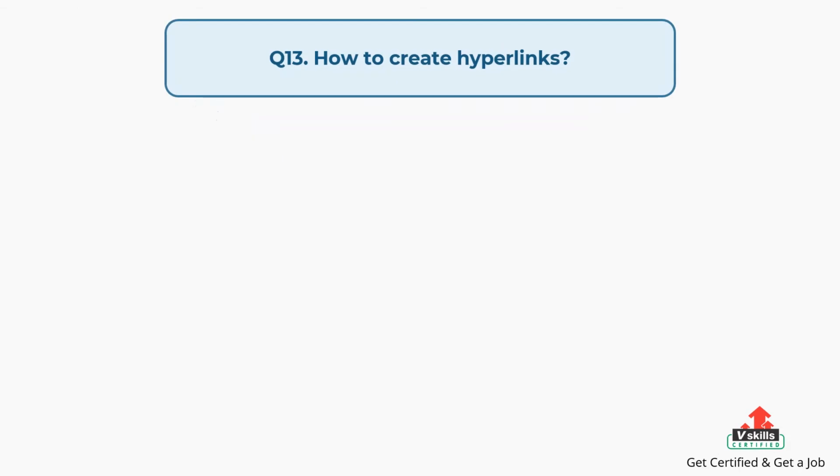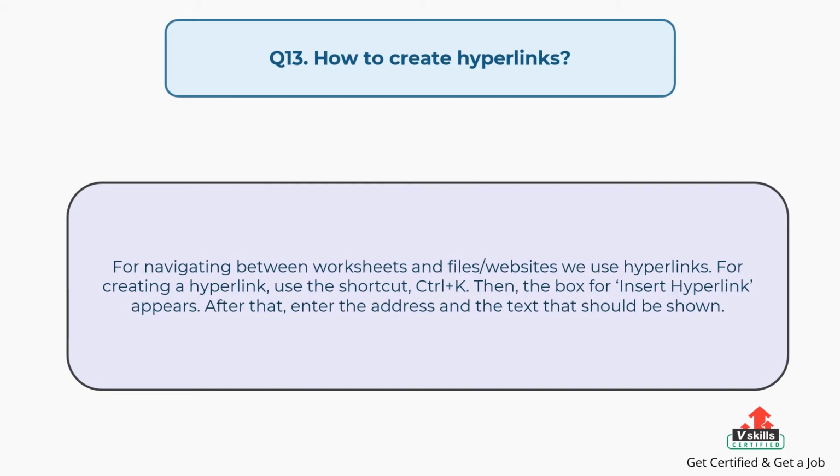Question number 13. How to create hyperlinks. The answer is, for navigating between worksheets and files or websites we use hyperlinks. For creating a hyperlink, use the shortcut, Ctrl plus K. Then, the box for Insert Hyperlink appears. After that, enter the address and the text that should be shown.